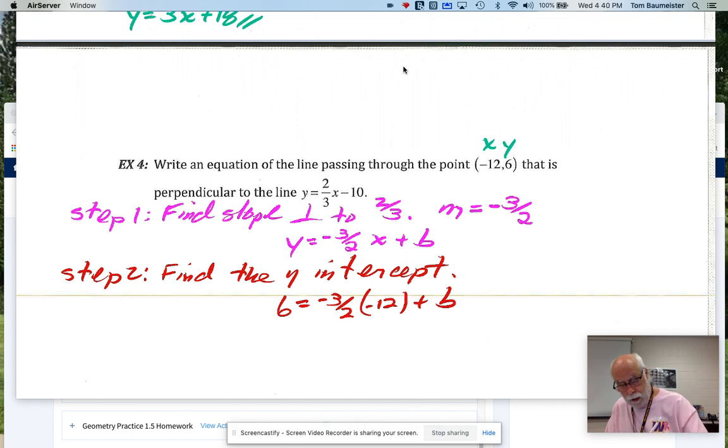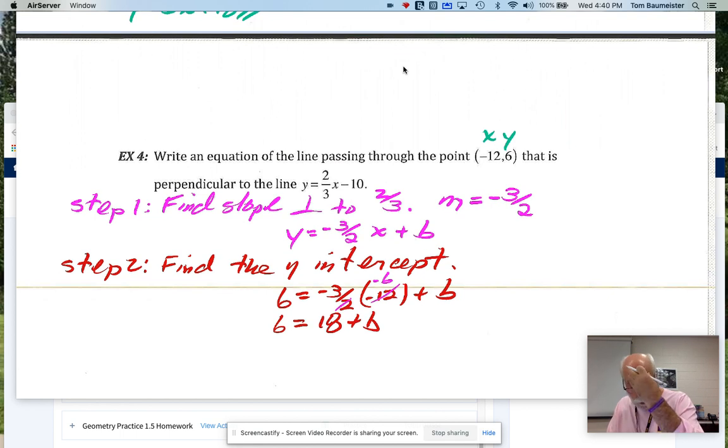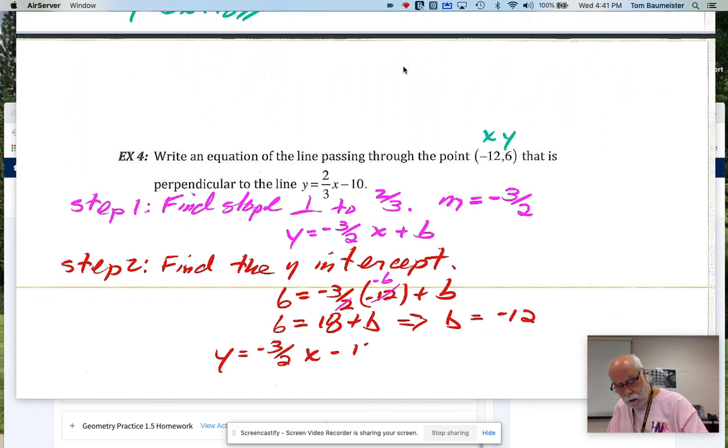All right, so let's see. I have 6 is equal to, now look here, I can take 12 divided by 2, which will give me 6. So negative 3 times negative 6 gives me 18 plus b. All right, so now I'm going to subtract 18 on both sides. So if we do that in our head, that'll tell us that b is equal to 6 minus 18, which is negative 12. So our equation of our line that is perpendicular is y is equal to negative 3/2 x minus 12.